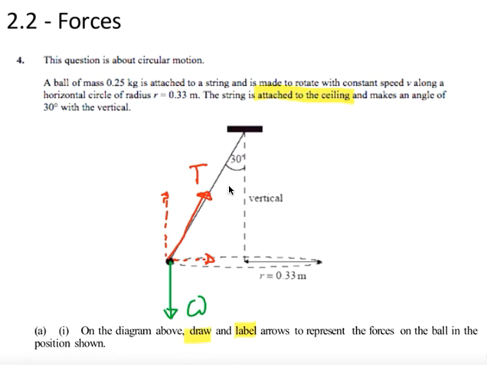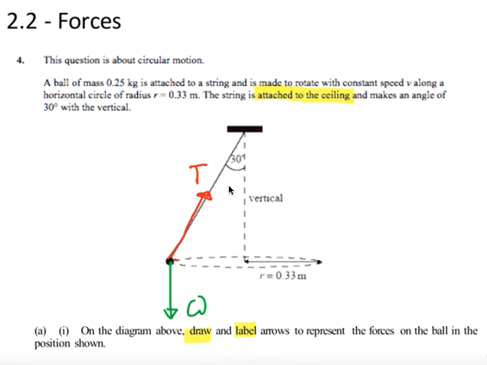But these two vertical and horizontal components of the tension, they're not forces in and of themselves, they're components of the tension. So in our diagram, we won't include them. That's our diagram with labels to represent the forces on the ball. There's only two, the force from the string and the force from gravity.